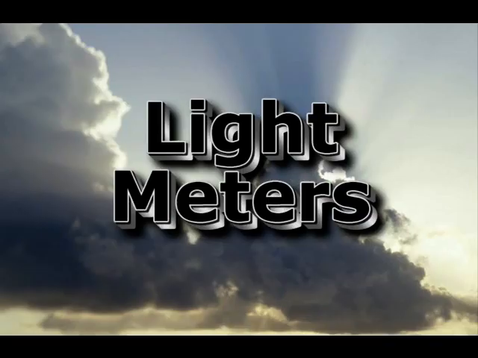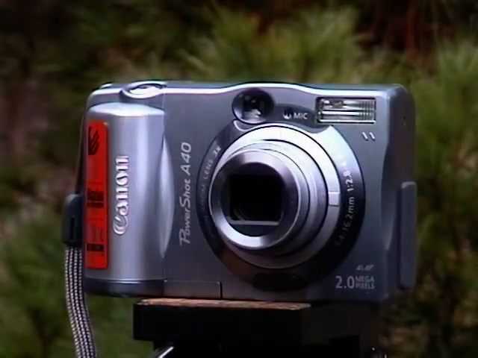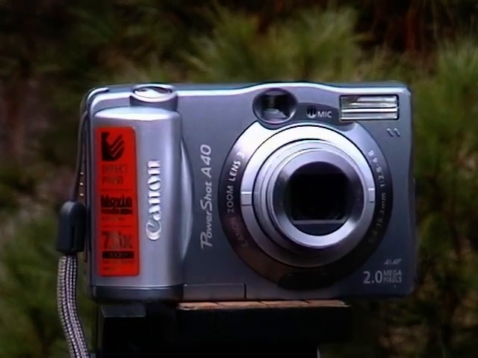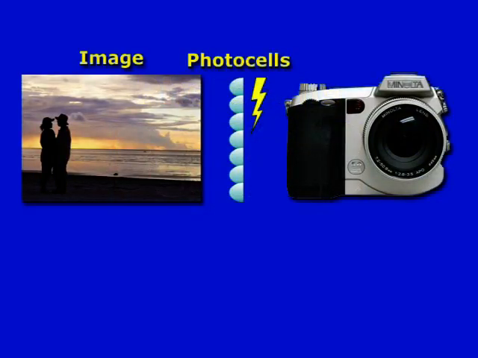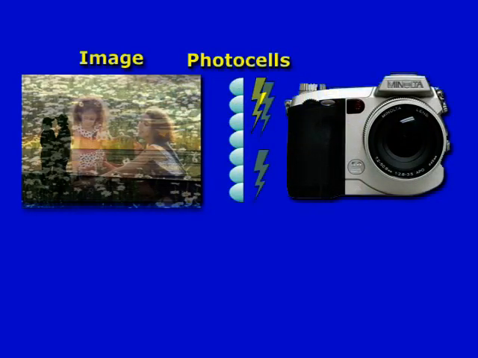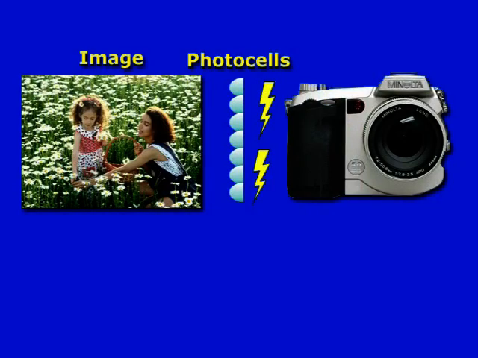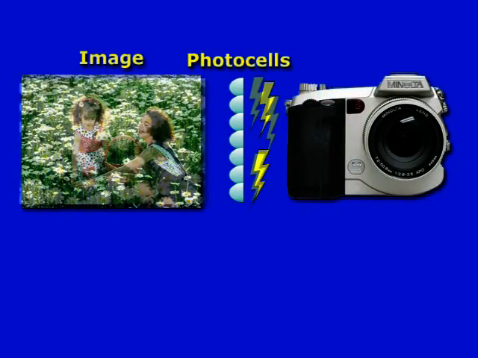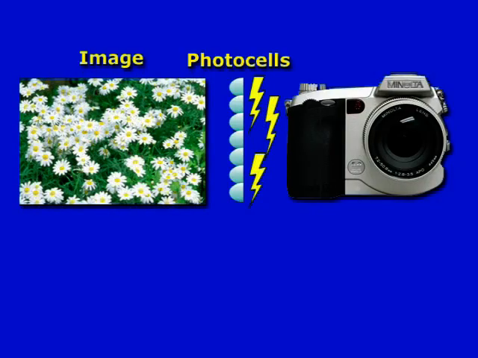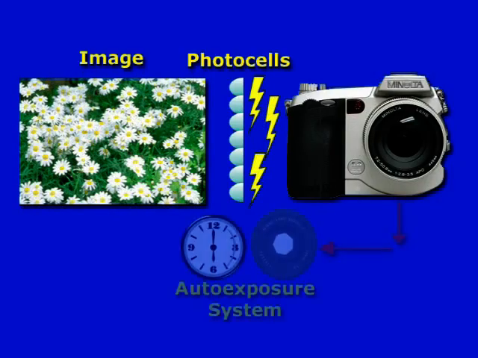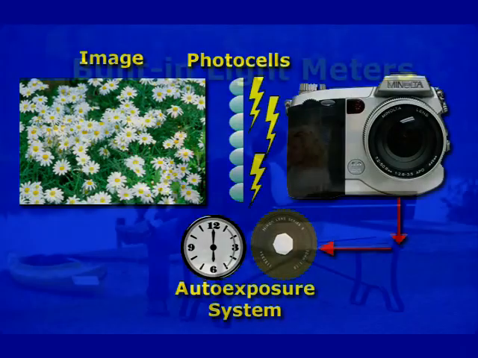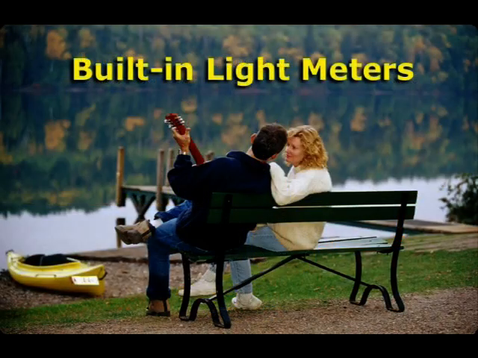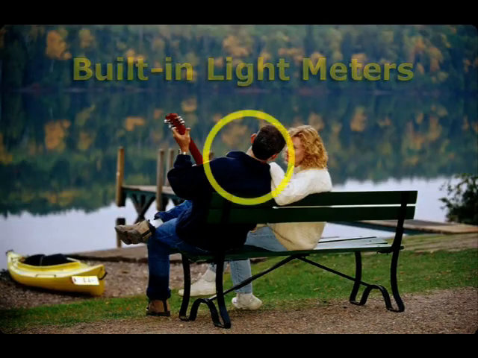All light meters, including the one built into your digital camera, operate on the same general principles. Light-sensitive photocells regulate the amount of electricity flowing in the metering system. As the intensity of the light reflected from the subject changes, the amount of electricity flowing through the photocell circuits changes, and this is used by the auto exposure system to calculate the correct exposure. Most of these built-in light meters are center-weighted.